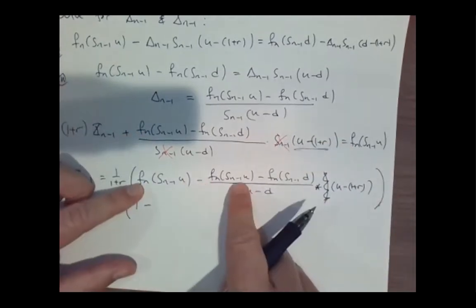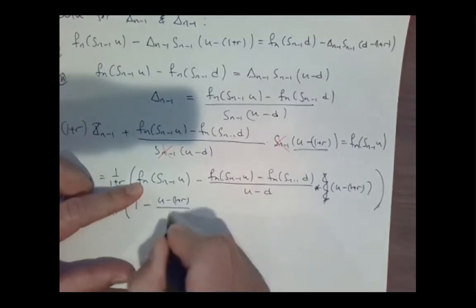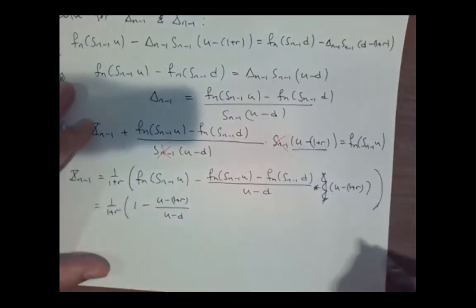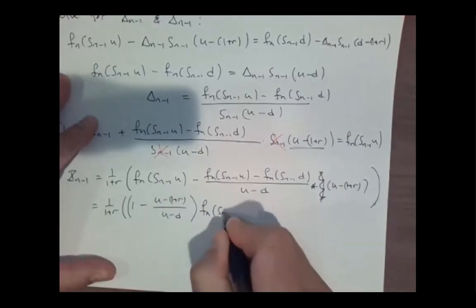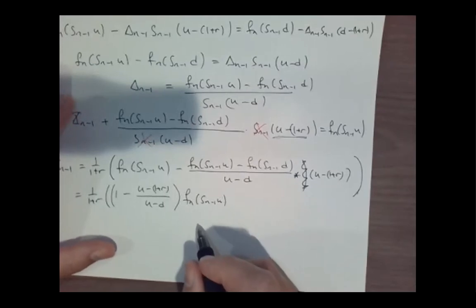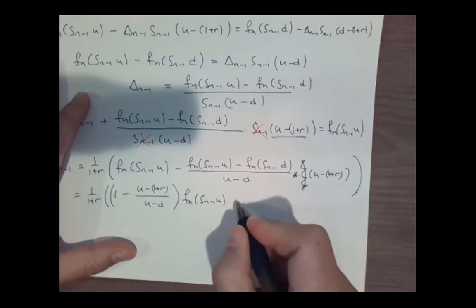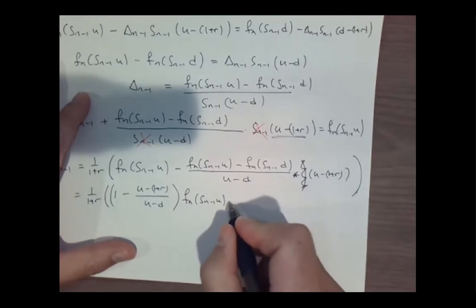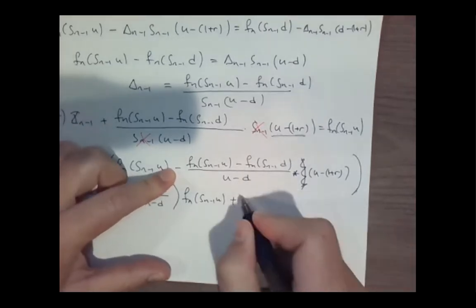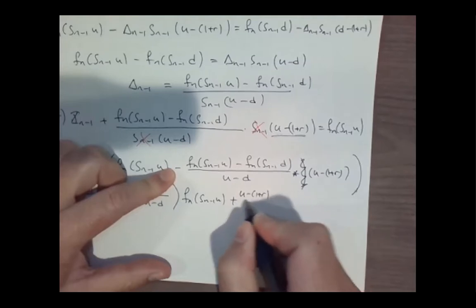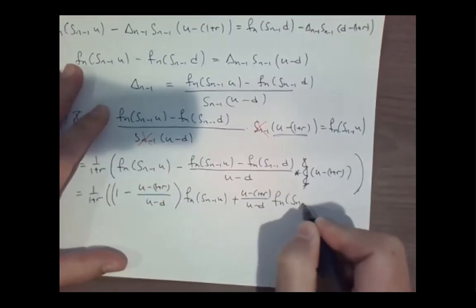Now combine. We have here u minus 1 plus r divided by u minus d. This is being multiplied onto fn Sn minus 1u. And then we have the other term. This is the one with the d. It'll be minus, this is a plus. This will be u minus 1 plus r divided by u minus d, fn Sn minus 1 d.